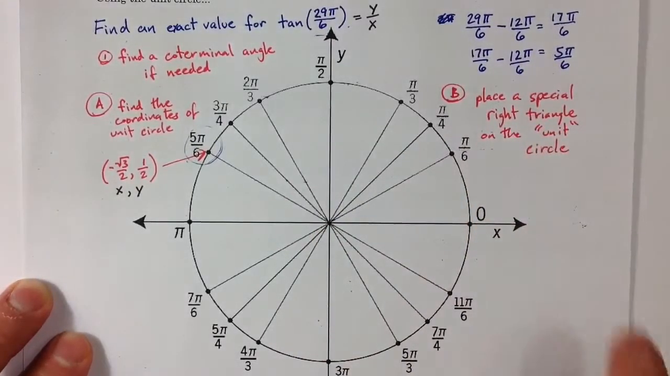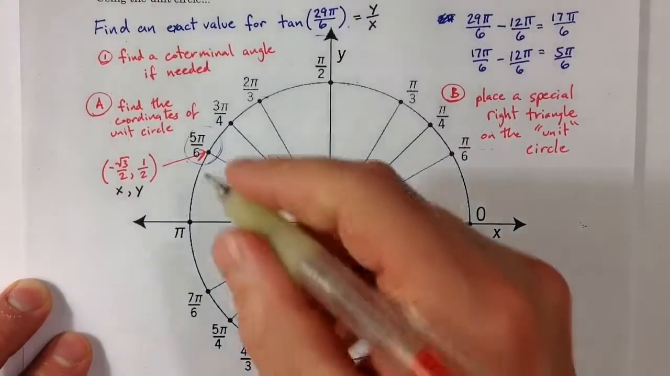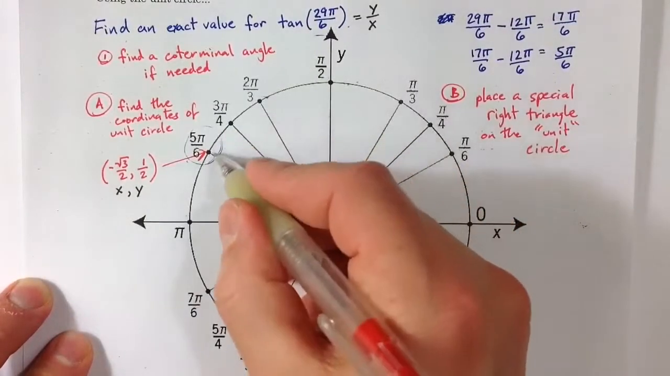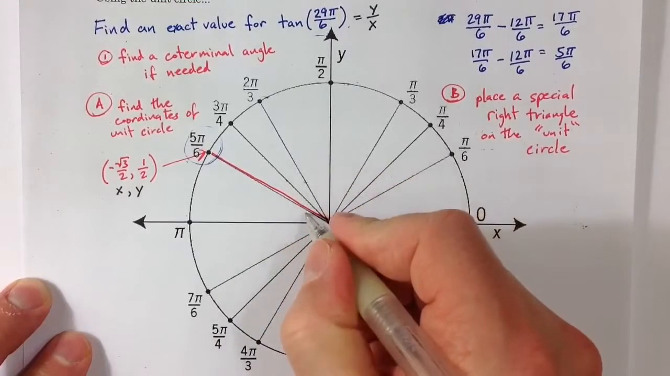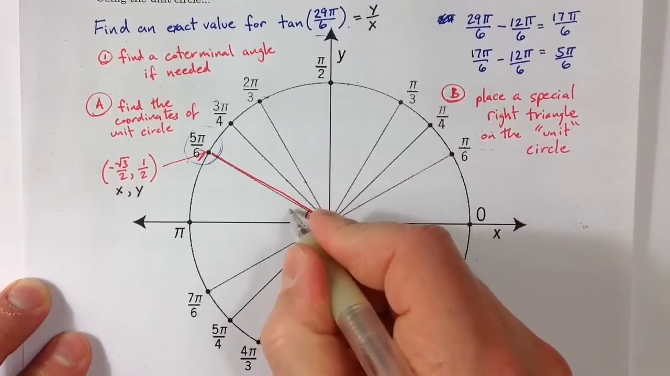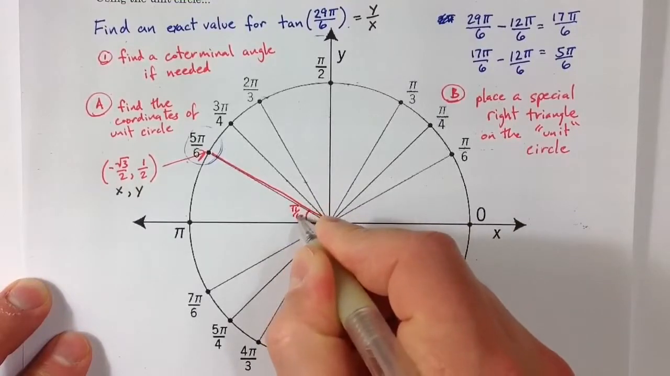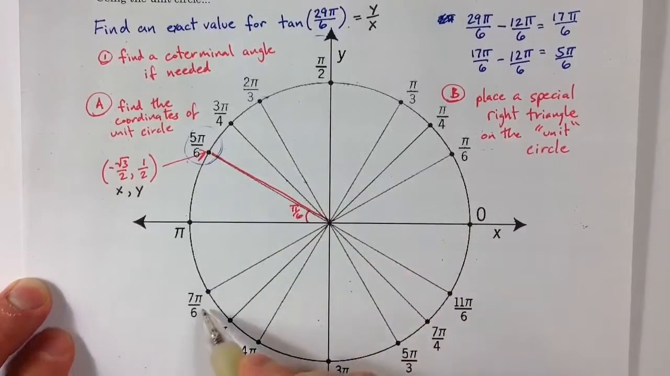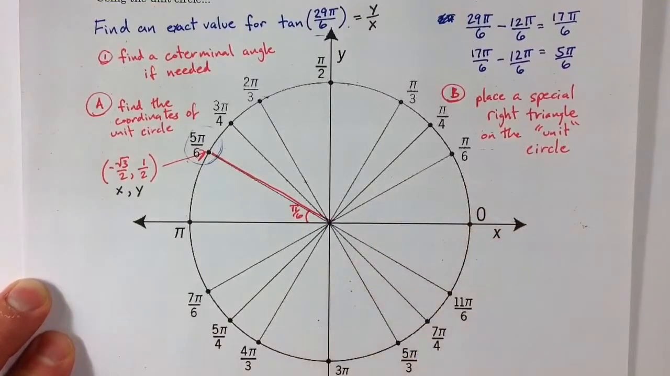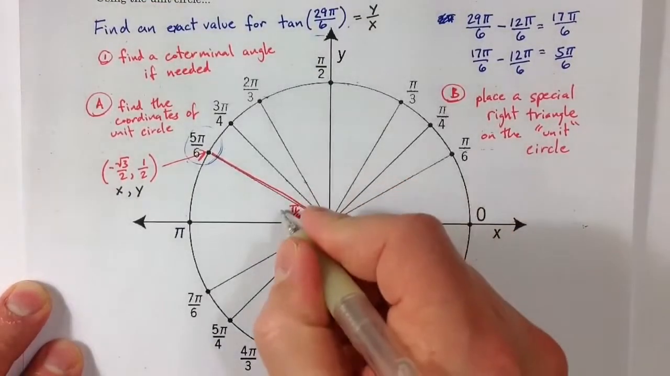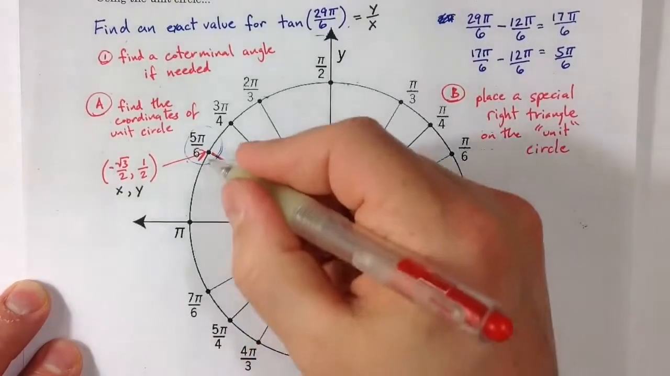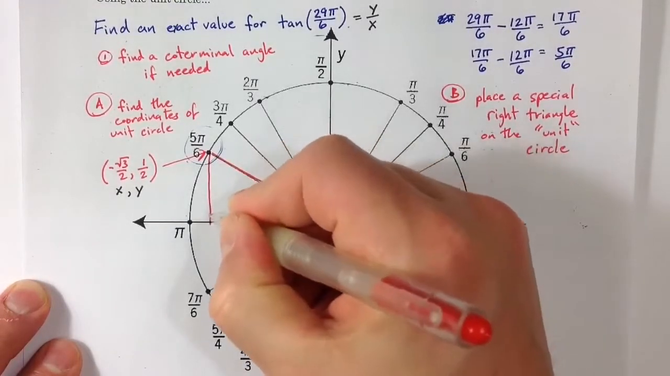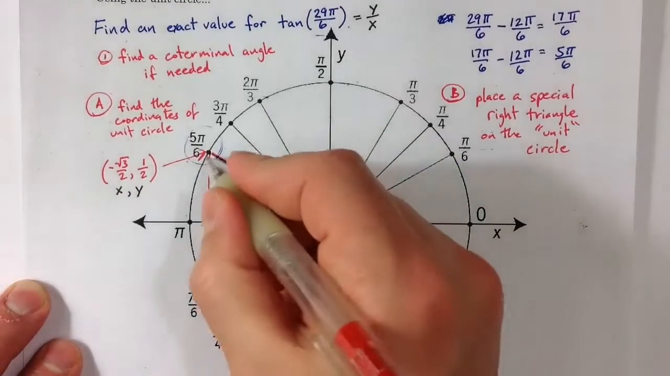I put the word unit there in quotes because I don't necessarily want to focus on that. There's a certain shape here. I'm interested in this angle, and it turns out that the reference angle is going to be pi over 6. In fact, all of the places that have a denominator of 6 have a reference angle of pi over 6. That's the same as 30 degrees. And so I can place a 30, 60, 90 right triangle in here.